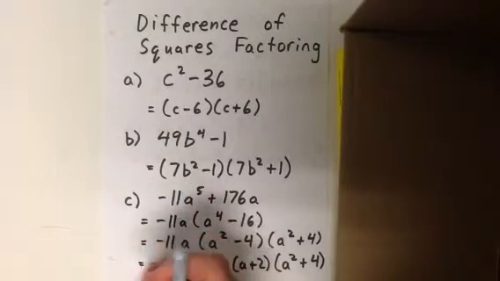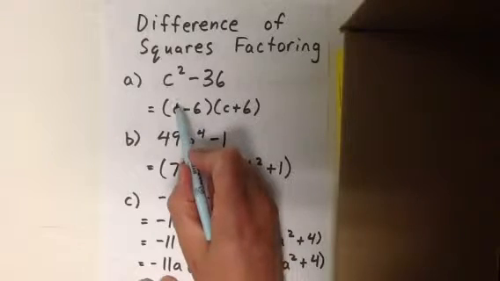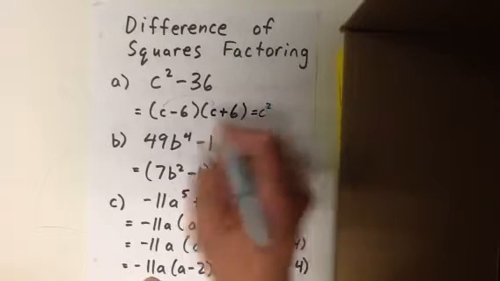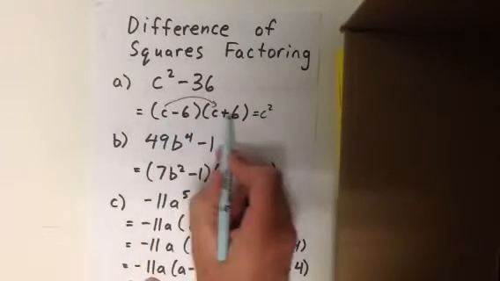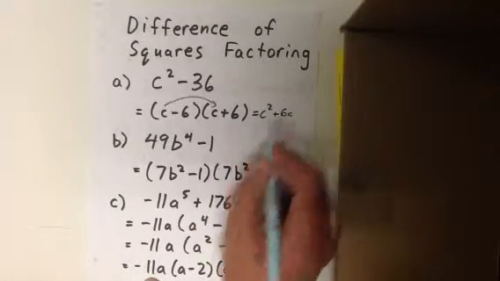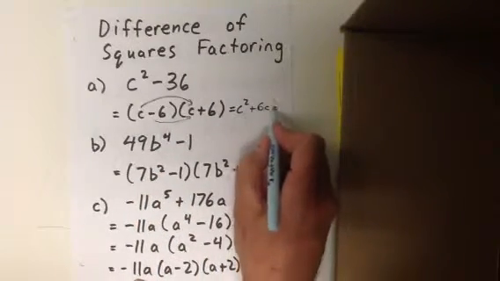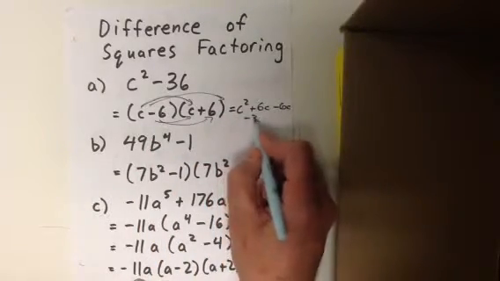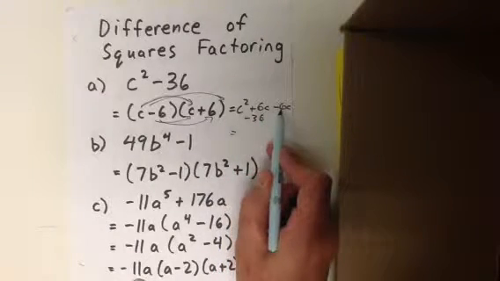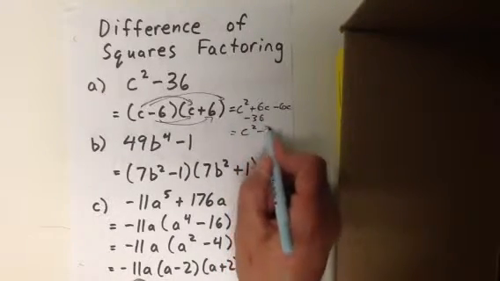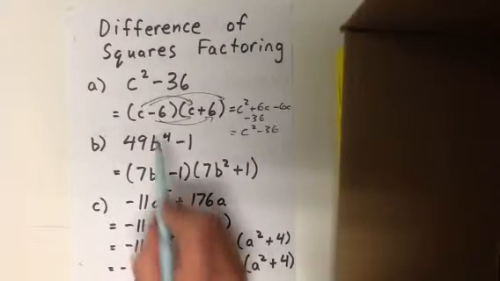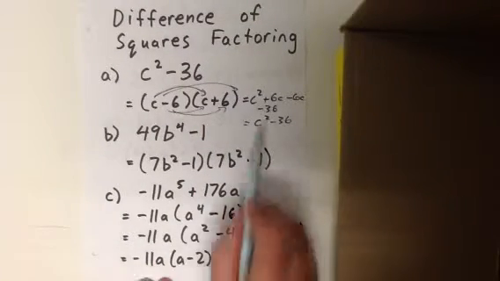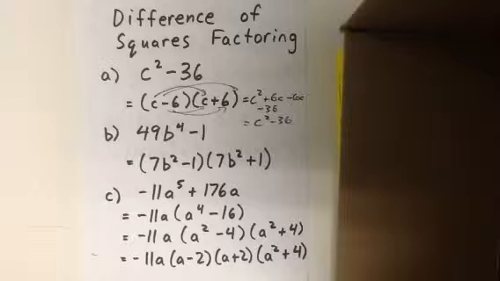So how does that work? Well, imagine we were to distribute this back out. c times c would equal c squared. c times positive 6 would equal plus 6c. Negative 6 times c would be minus 6c. And negative 6 times positive 6 would be negative 36. Well, these two terms here would cancel each other out, and we would be simply left with c squared minus 36. So in other words, c squared minus 36 is c minus 6 times c plus 6, okay, as shown here. Well, let's continue to use that principle.